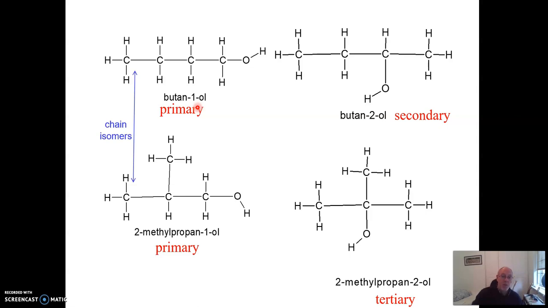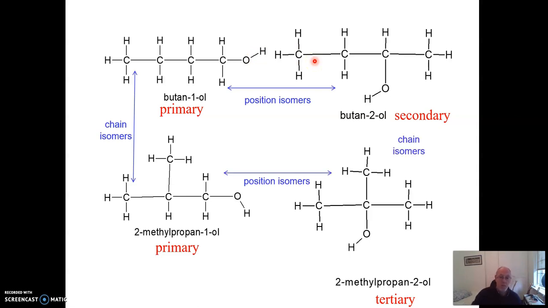Okay, these two would be chain isomers because there's a different carbon chain, right? The carbon chain is actually changed, but the OH hasn't moved position. There's your hint for the second one. Those two are position isomers because the only difference is the position of the functional group has changed. The carbon chain is still exactly the same. And so these two would also be position isomers.